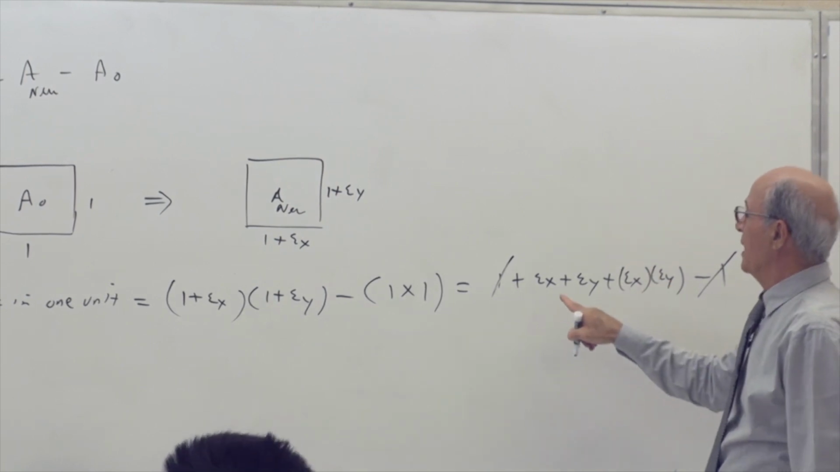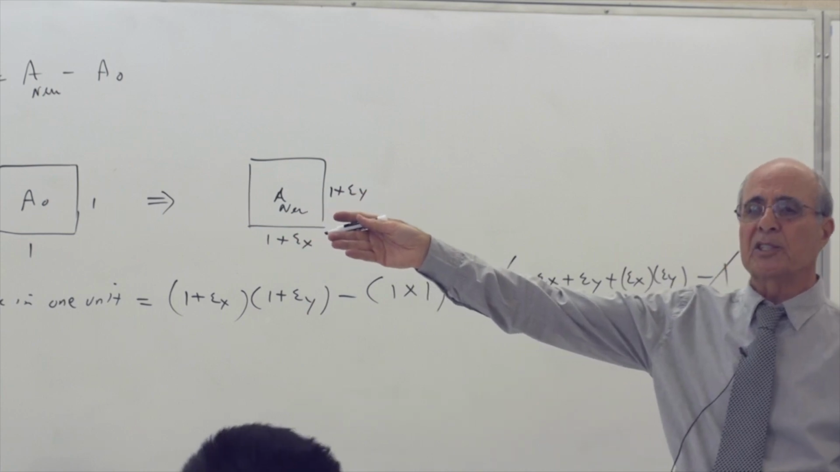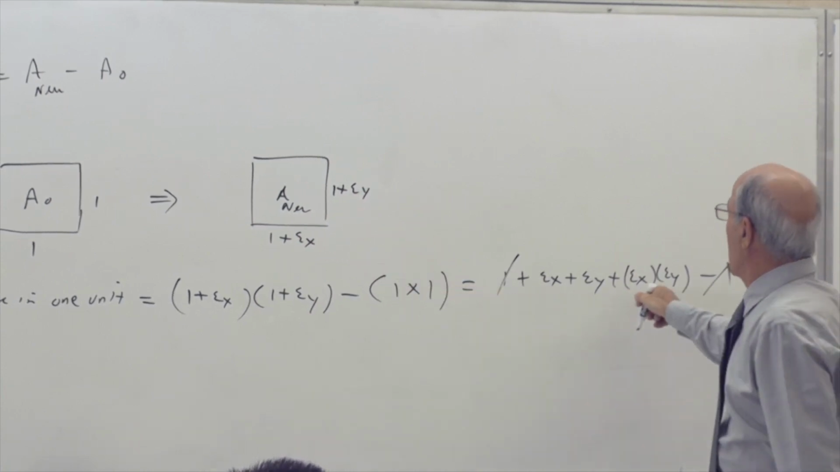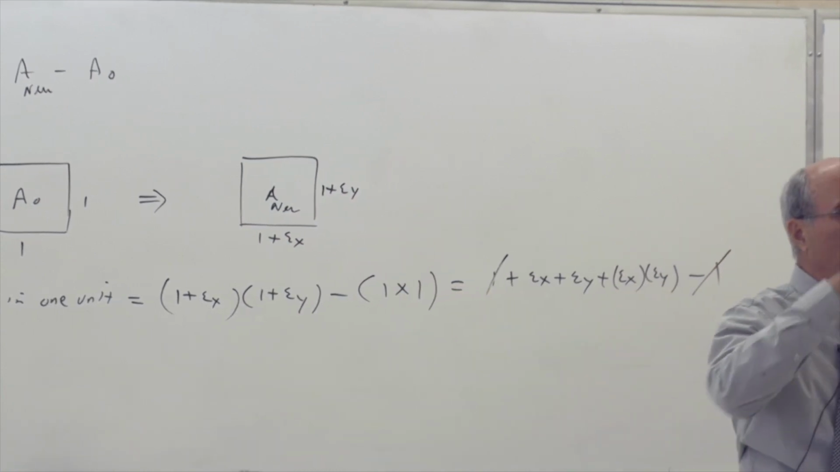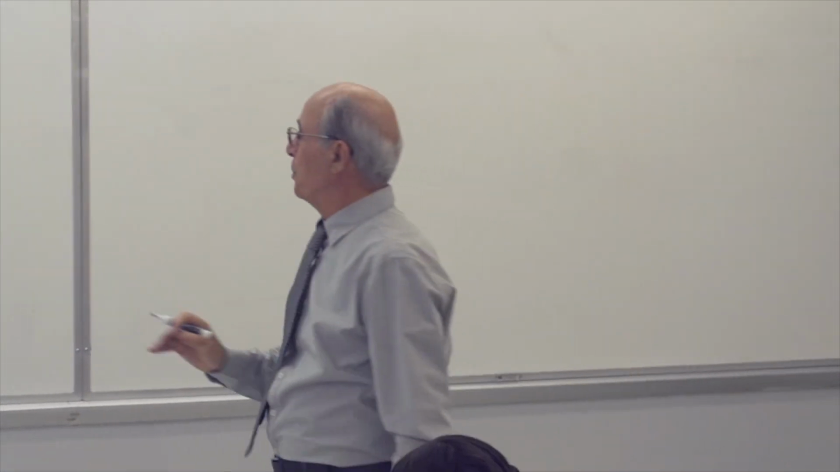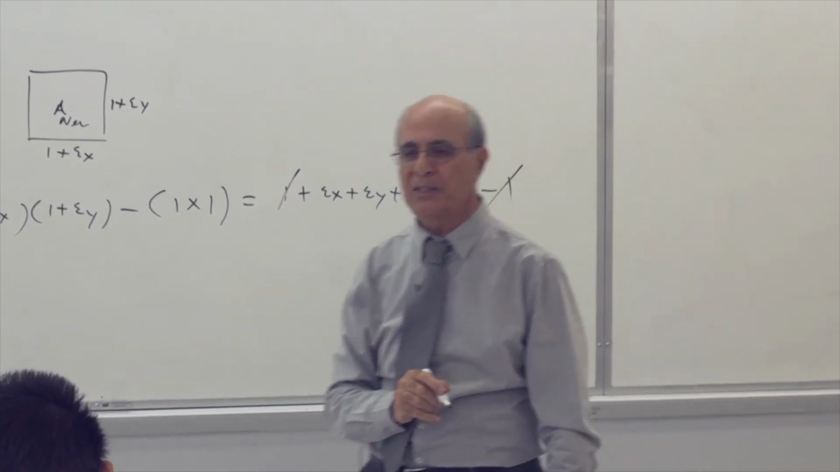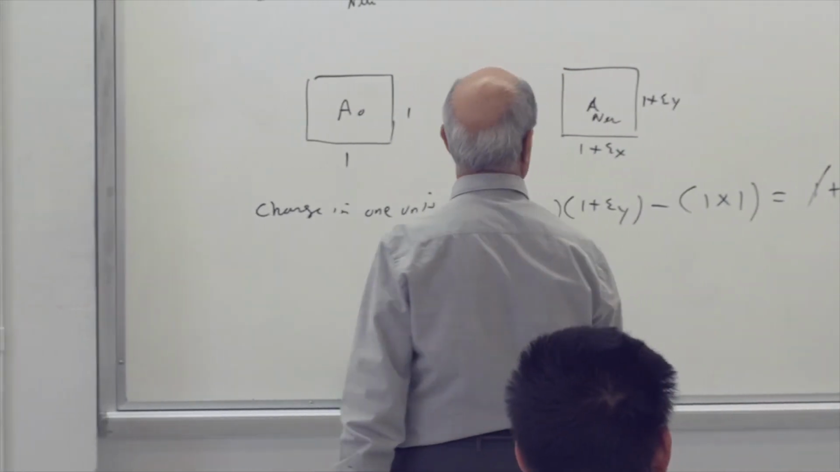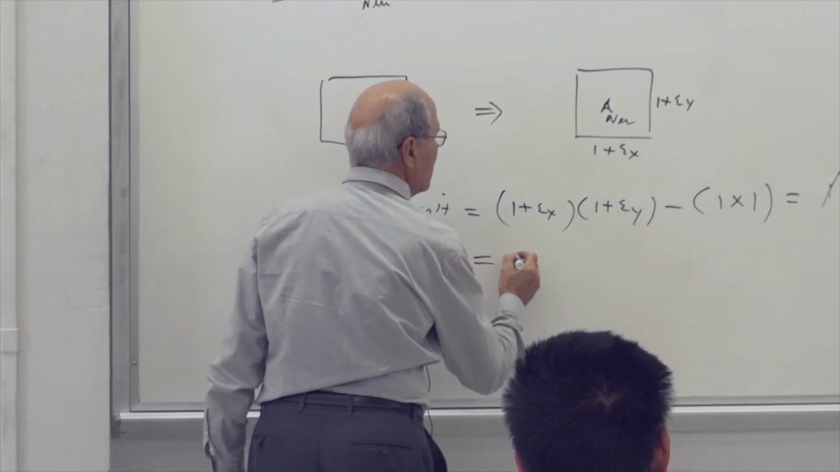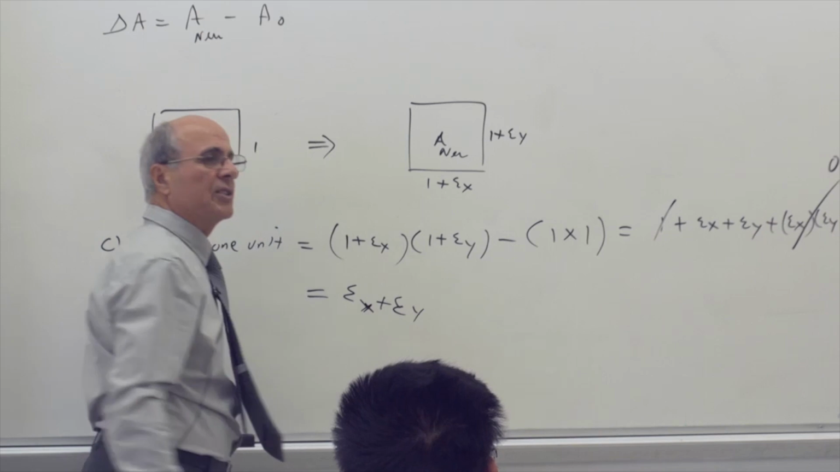However, epsilon x is on the order of 1/1000. Yes or no? Epsilon times epsilon becomes on the order of 1/1000 squared, a millionth, yes or no? That's too small. Compared to these two numbers, this is very small. We are going to assume that it is negligible. Therefore, the change in the 1 unit becomes epsilon x plus epsilon y. That's it. Yes or no?